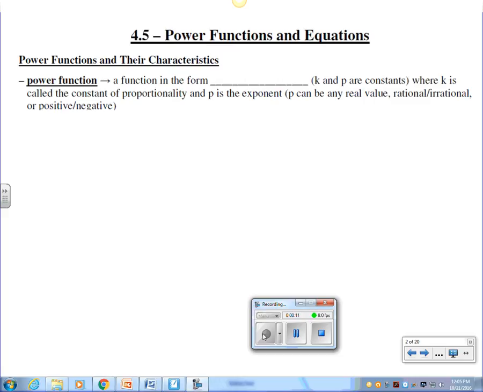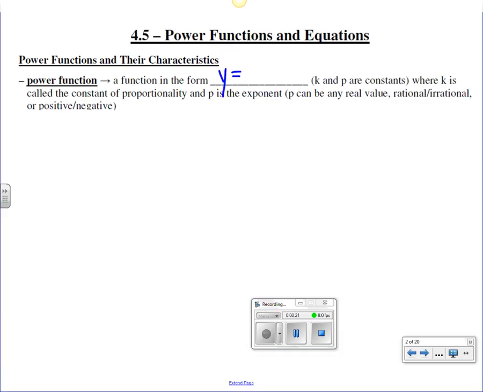This lesson is on power functions and equations. So the definition of a power function is a function in the form y equals kx to the p. So k and p are constants, and k is the constant of proportionality and p is the exponent. One thing to remember is that a power function is just a single term. So you can have a number, and then an x, and then a power, but no other terms.